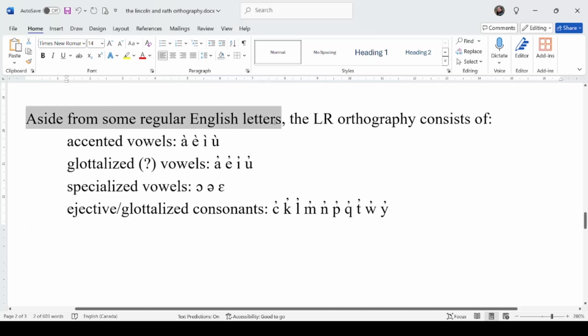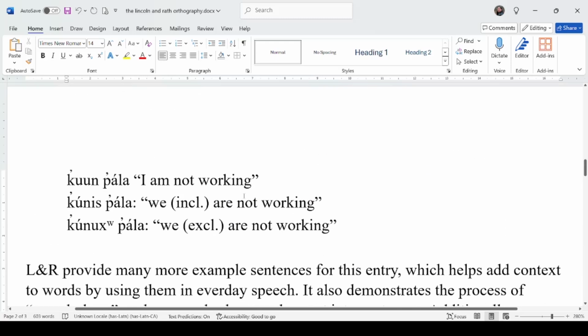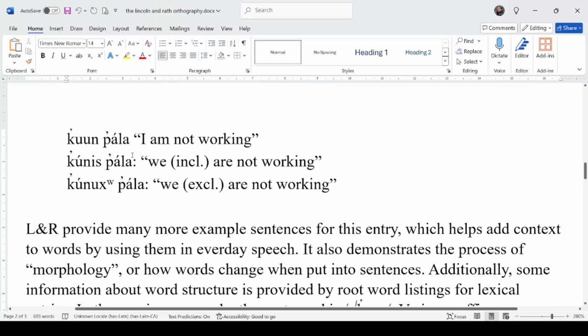So aside from some regular English letters, the Lincoln and Rath orthography consists of the following symbols. So we have accented vowels. We have an A with a slanted dash on top of it, so this is an accented A. You do have regular A, regular I, regular U, but you also have these symbols. These are called grave accents. I believe the correct pronunciation is grave, but we tend to say that as grave here in North America. These grave accents are different than the acute accent markers that we use in the hybrid orthography today.